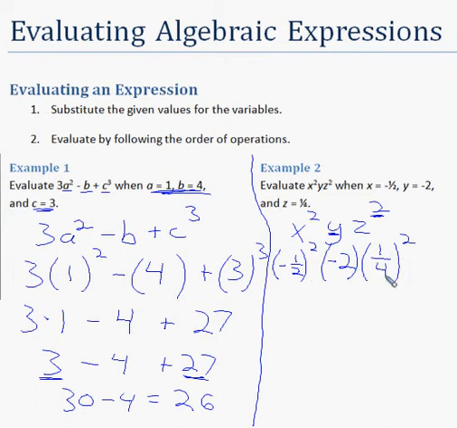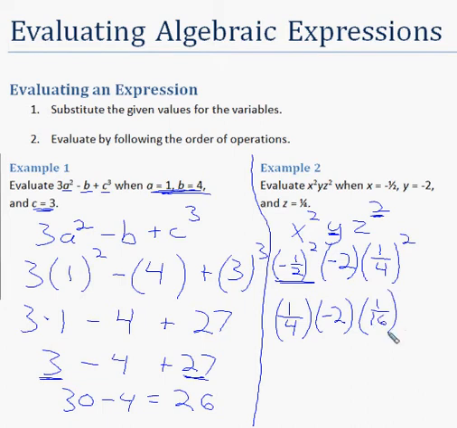And now we're just going to use the order of operations. So we'll start with parentheses, but there's nothing we can simplify inside the parentheses. So we're just going to leave it as negative 1/2, negative 2, and 1/4. And then we do the exponents. So negative 1/2 squared is negative times a negative, so that's positive. And 1/2 times 1/2 is 1/4. That's going to be multiplied by negative 2. And then 1/4 squared is 1/4 times 1/4, which is 1/16.